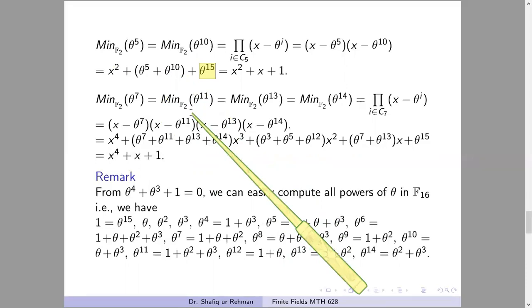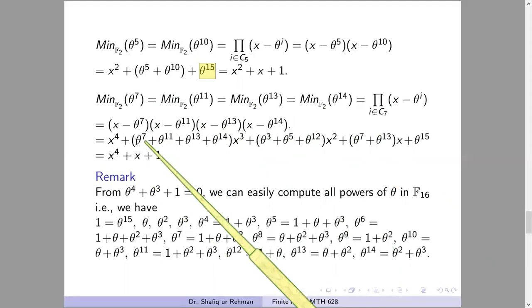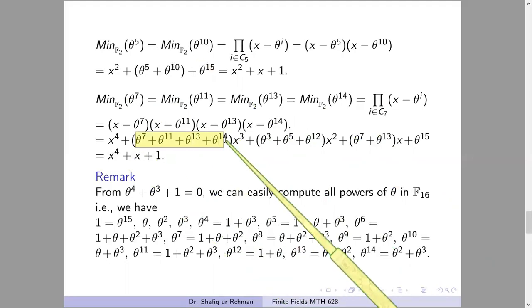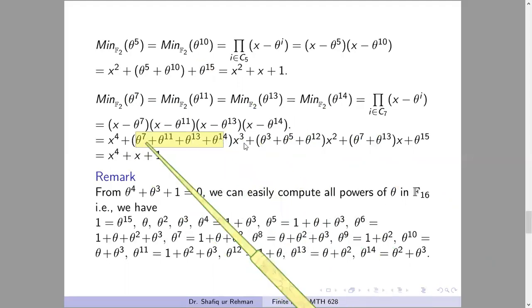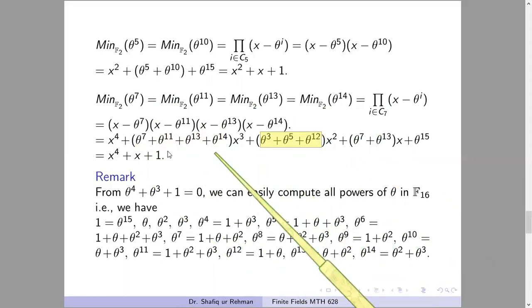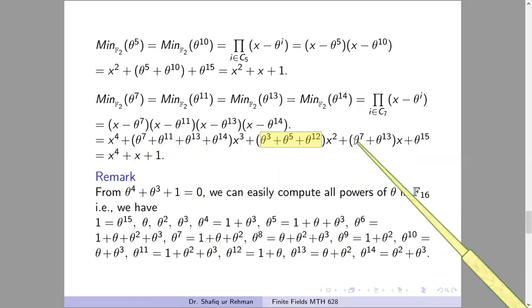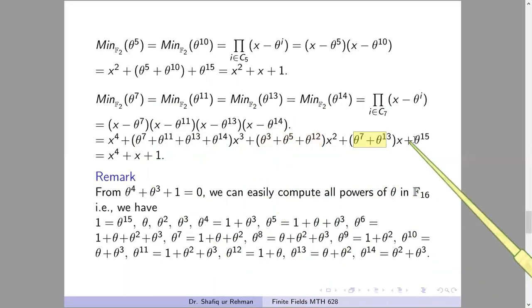And next we will take theta power 7, 11, 13, and they have the same minimal polynomial. Again we will prove that this product equals 0, this sum equals 0, and this sum also equals 0. This is an exercise for you, you have to show this. And similarly this sum equals 1 and this equals 1.